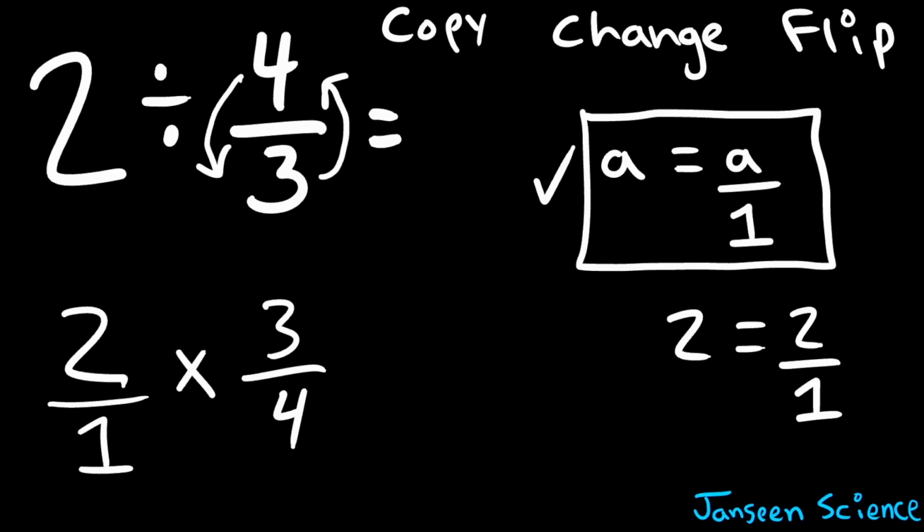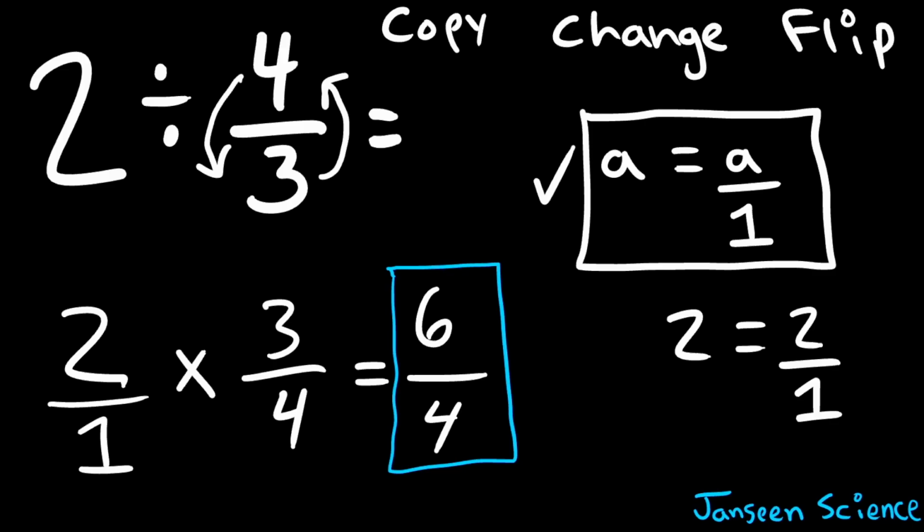Next, let's go ahead and multiply across. 2 times 3 is 6. And the reason why I changed the 2 into a fraction is because we want to multiply the bottom numbers. 1 times 4, and that is 4. So the answer is 6 over 4. And there you go.